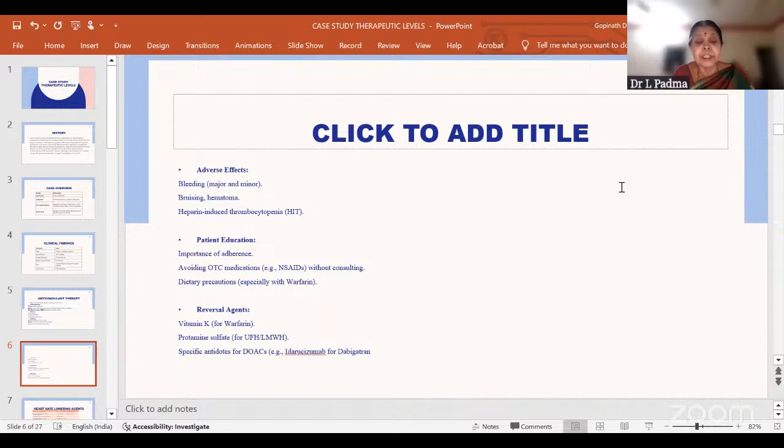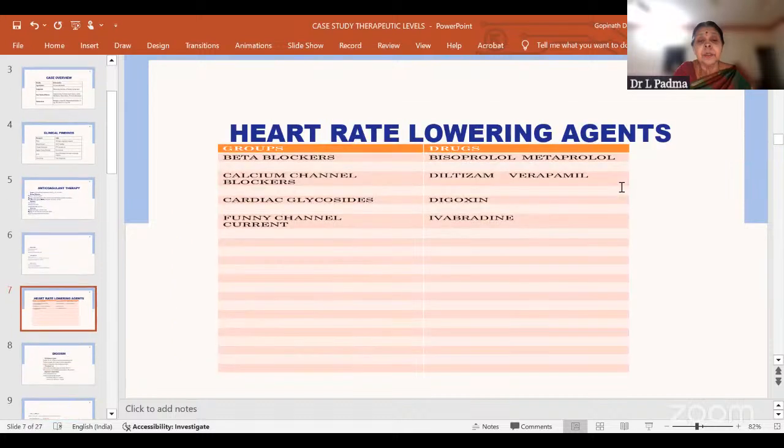And specific antidotes for DOACs, nowadays we have, especially for dabigatran, idarucizumab. This is the overview of the anticoagulant therapy, if at all we want to give, but the patient has got only 140, maybe just tachycardia. Maybe to tide over the crisis, it might come to normal after observation.